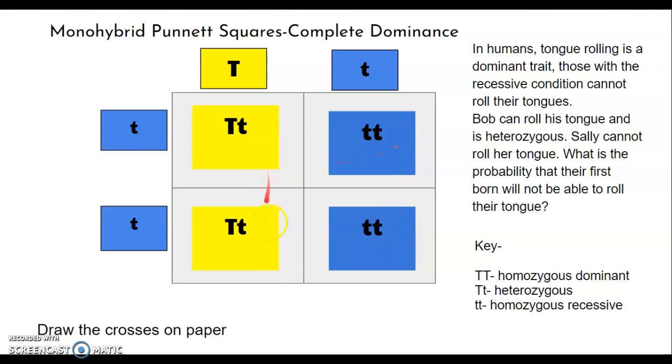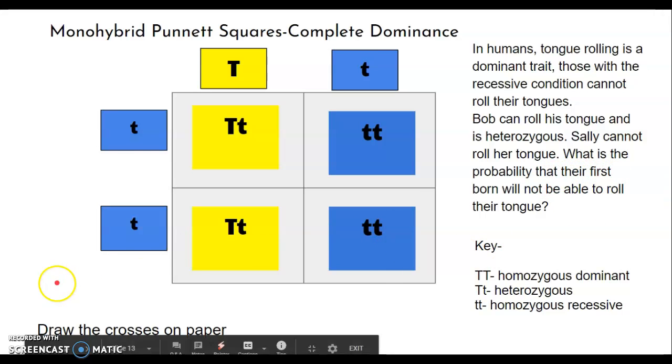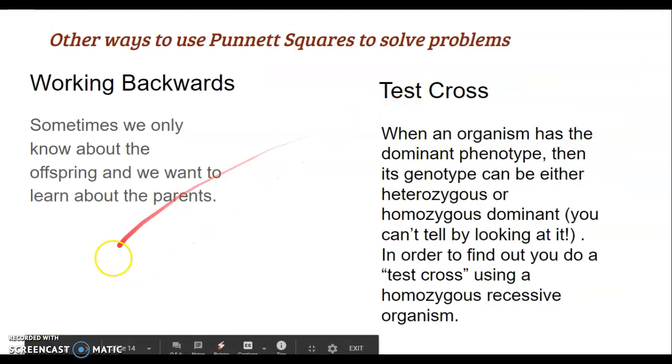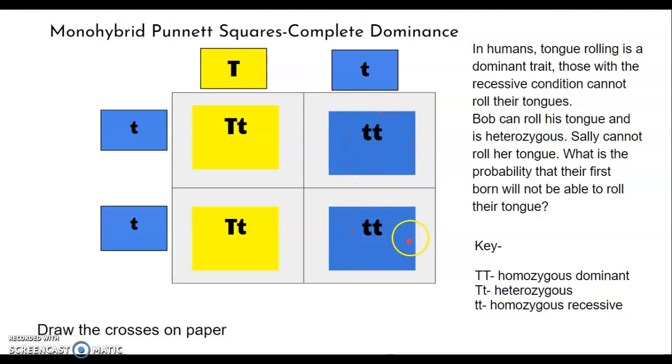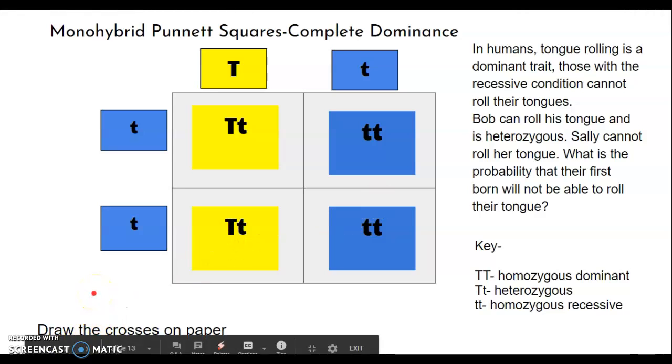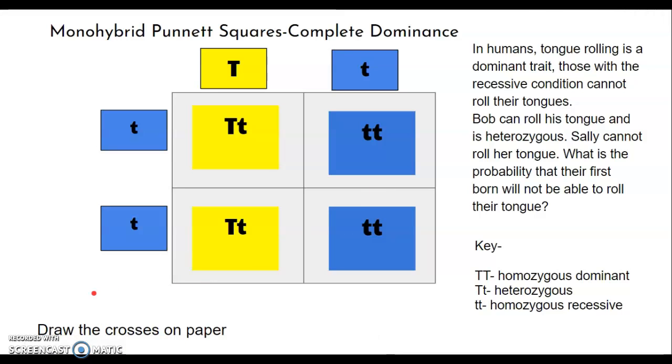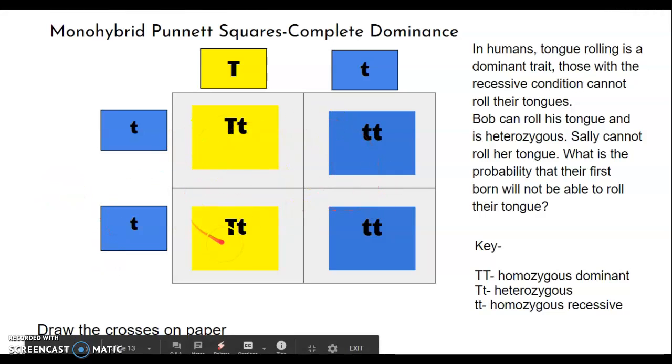Now, Bob and Sally don't have 4 children. It just says, what's the probability that their firstborn will not be able to roll their tongue? So if we look at the probability, it's going to be a 50% chance that their firstborn child is not going to be able to roll their tongue. Now, if they have a second child, the odds are still the same. You have a 50% chance that that child's not going to be able to roll their tongue. And that's where you start to see, though, if they have 3 children or 4 children, eventually you would think that somewhere along the line, the laws of probability would give them a child that can roll their tongue.